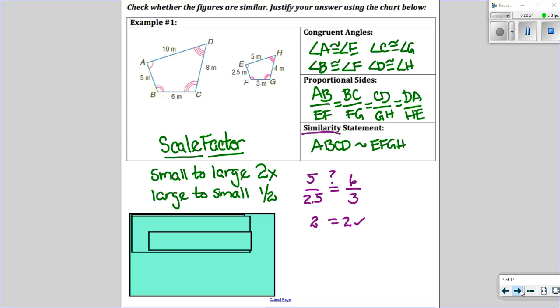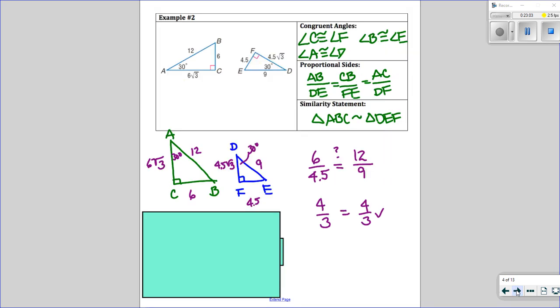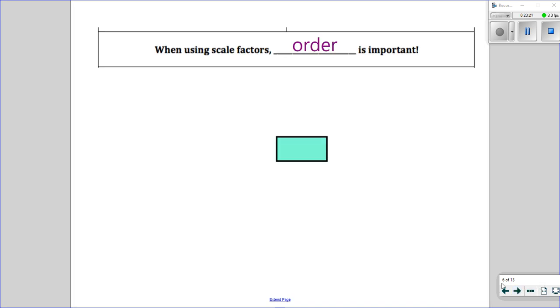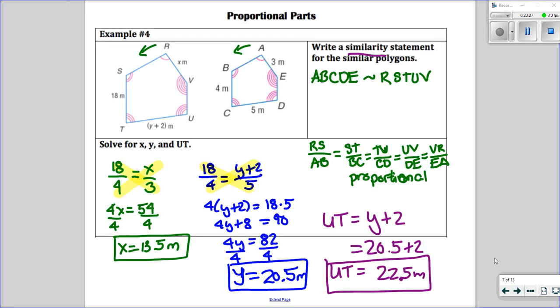Again, we're doing proportional sides, scale factor. If the units are different, make sure you convert and then set up the ratio to find out what the scale factor is. Okay, and then when it comes to using scale factors, order is important. So again, however you set up one ratio, you have to do the same thing for the other ratio. You can't just put numbers wherever. There's got to be a rhyme or reason when it comes to setting up proportions.